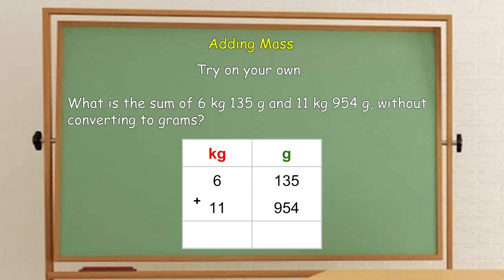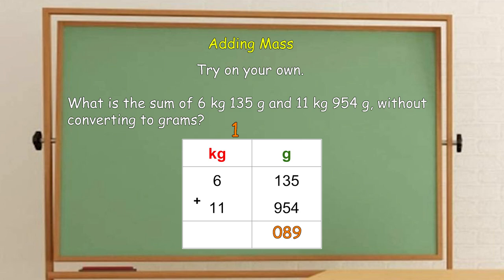Let's begin by adding the grams. We're going to add 5 plus 4 is 9. 3 plus 5 is going to give us 8, and then 9 plus 1 is going to give us 10. Now 10 is a double digit number, and we are going to write that number to the outside using the ones figure, which is 0. We're going to put that in the column and then take the 1 over to kilograms, okay?